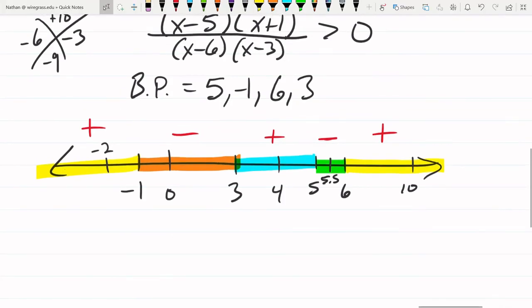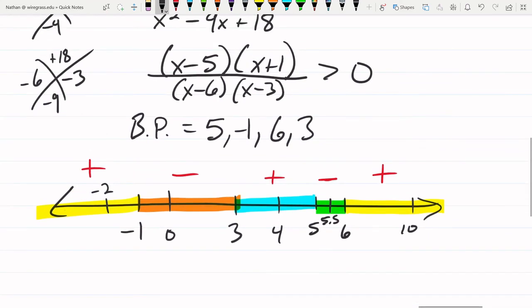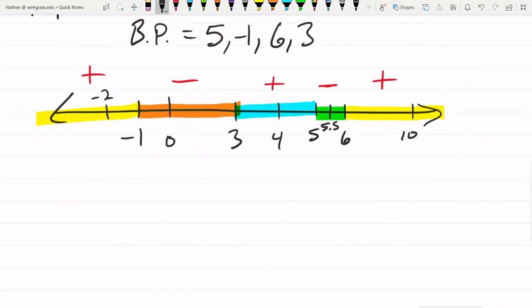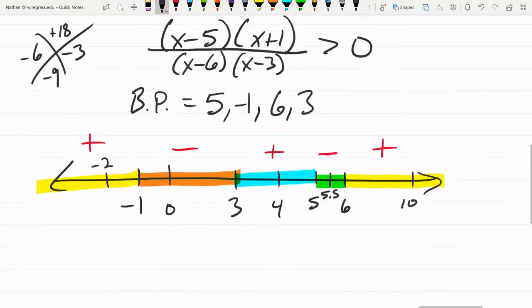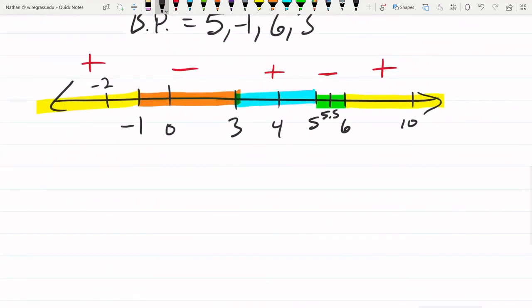All right, these were the signs that we found for the intervals. We're looking for when it is greater than 0. So we don't have to worry about border points or having to exclude the denominator equal to 0. All we have to do is find the actual intervals, which is going to be 3 of them.